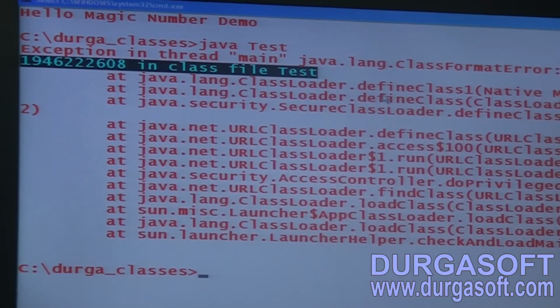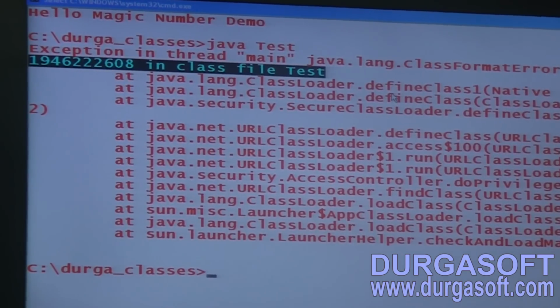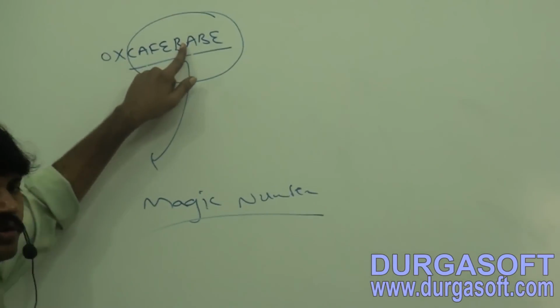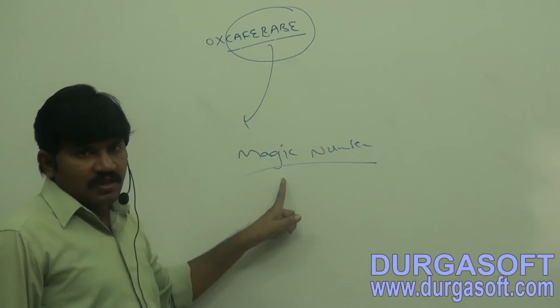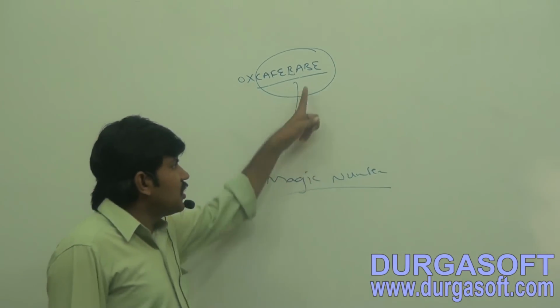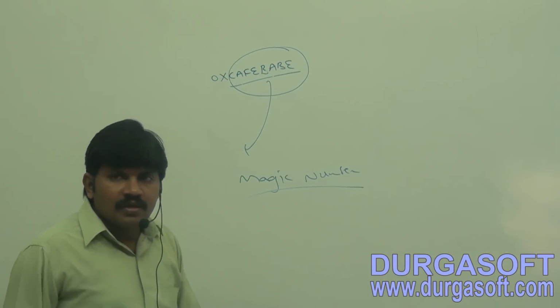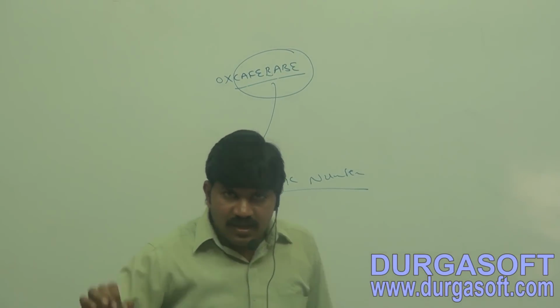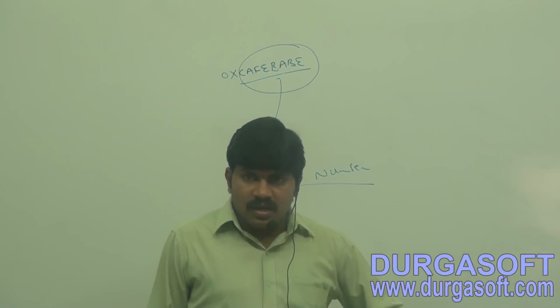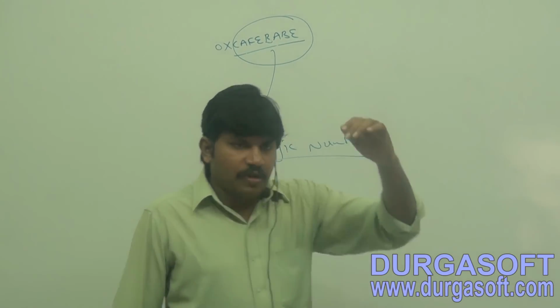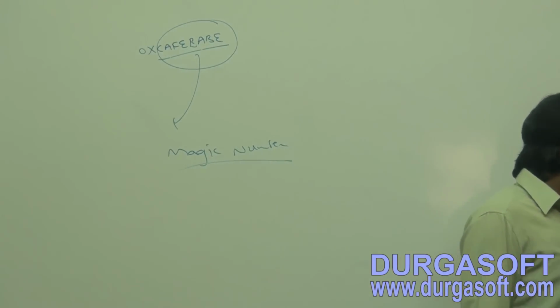So the first 4 bytes in every dot class file should be 0x CAFEBABE, which is also known as what? Magic number. So the JVM will use this magic number to identify whether the dot class file is generated by a proper compiler or not. Clear for all of you, right? Okay, at this point keep submitting magic number.